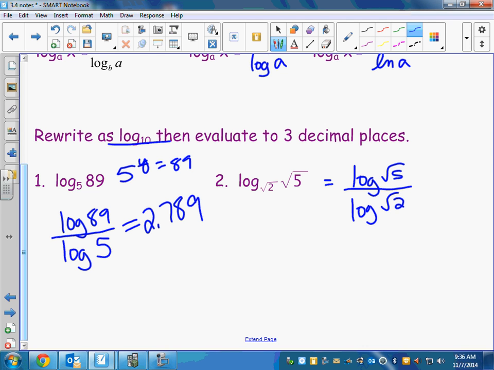Is there like a story problem for logarithms? Yeah, we can do a lot of those. We're going to get into it in 3.6.